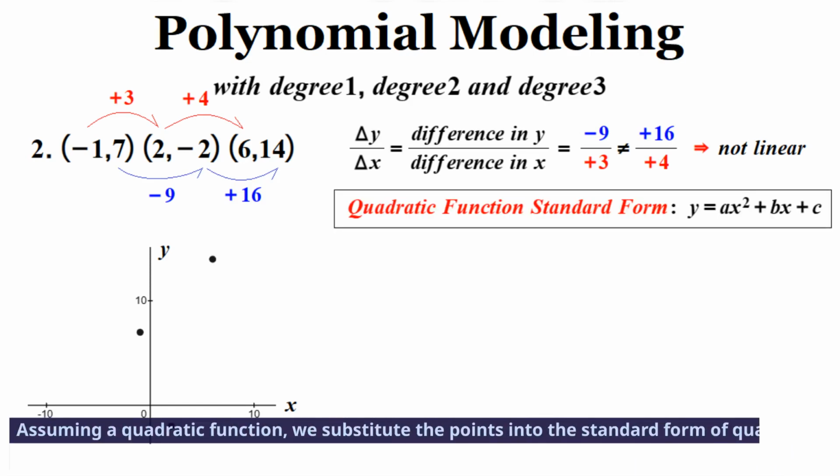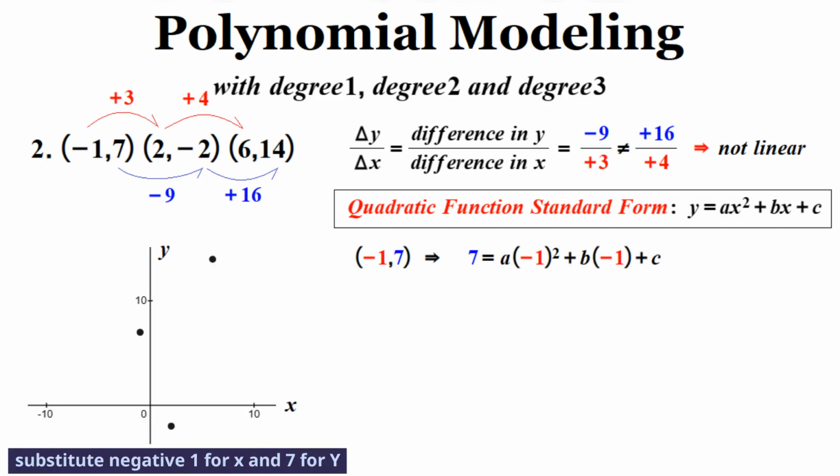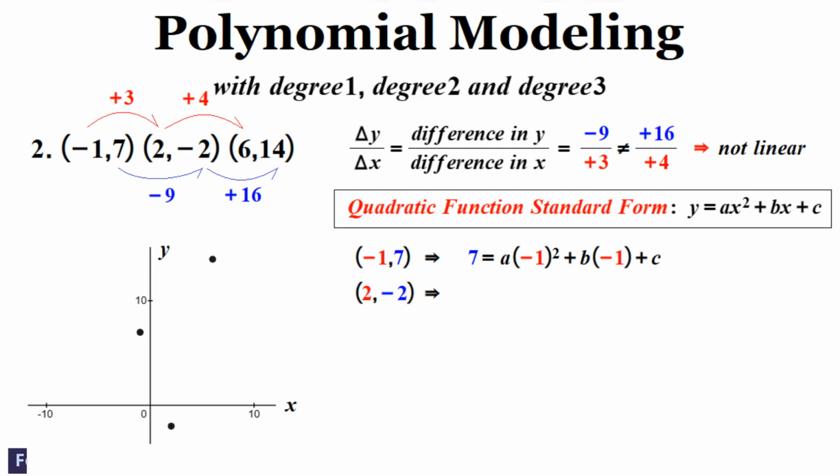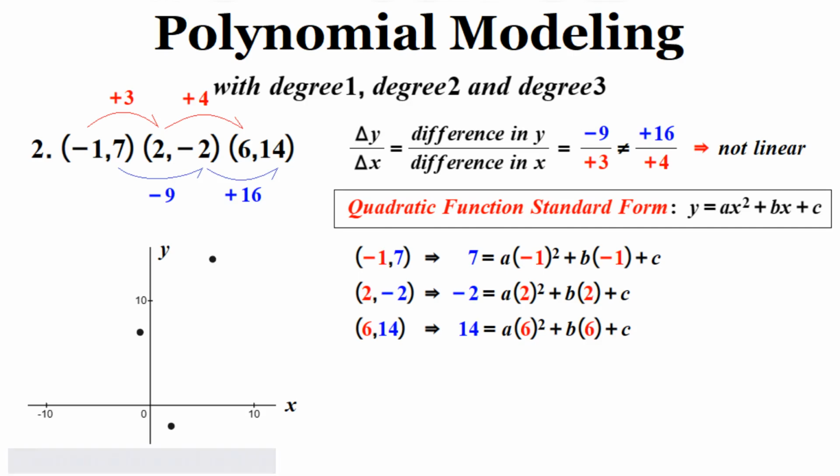Assuming a quadratic function, we substitute the points into the standard form of quadratic function. For the first point, -1, 7. Substitute -1 for x and 7 for y. For the second point, substitute 2 for x and -2 for y. And for the third point, substitute 6 for x and 14 for y.